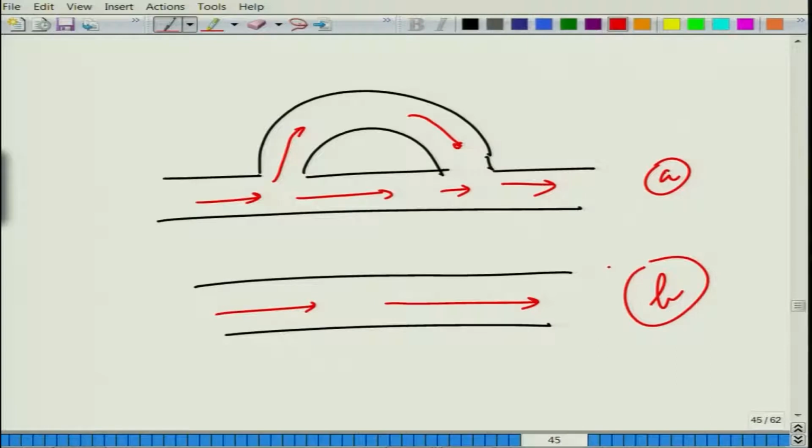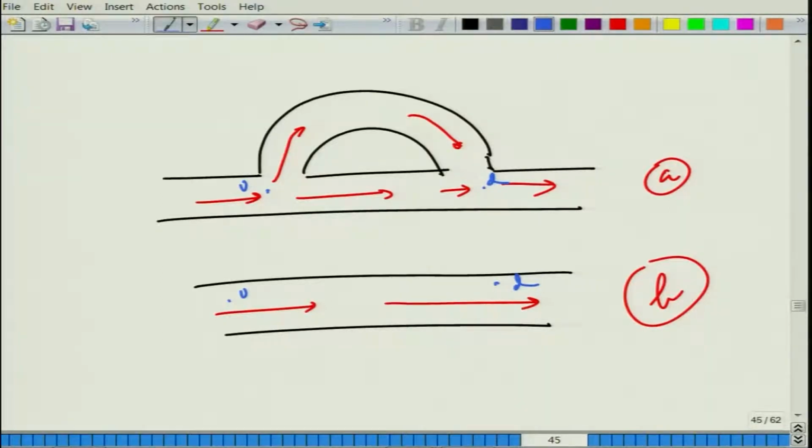Here the waves can have an alternate path to reach the downstream. This is the upstream point, this is the downstream point, same upstream, downstream. So, the waves can have multiple paths through which they can go. Okay.